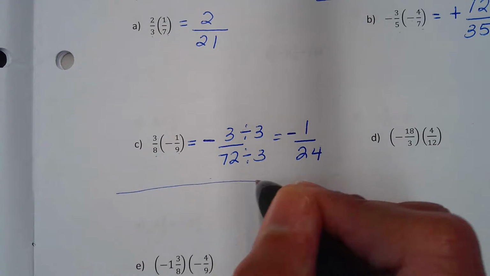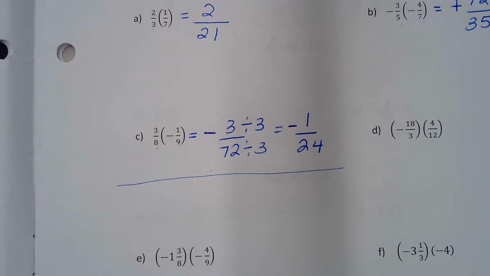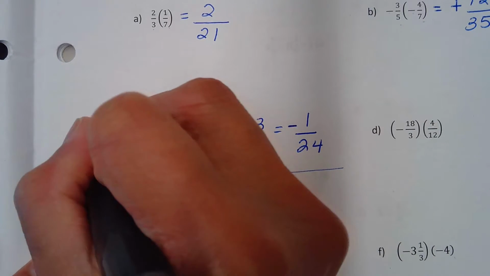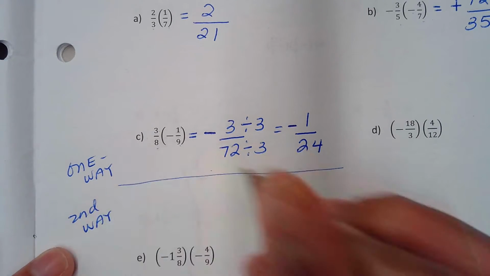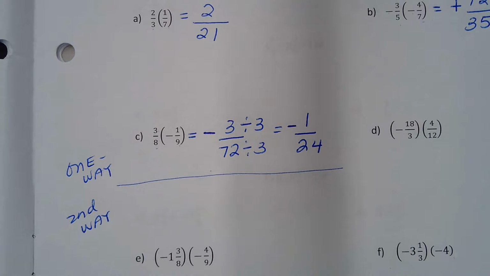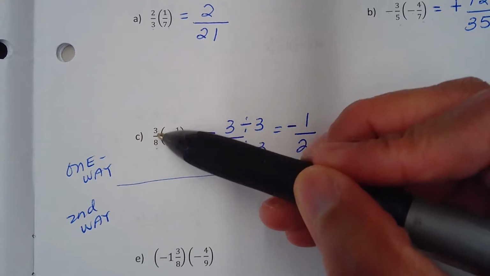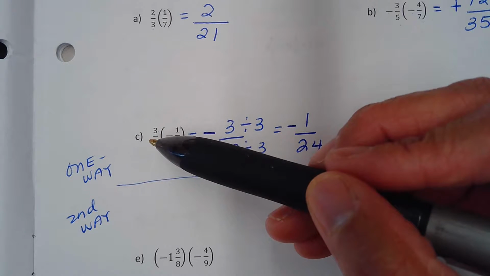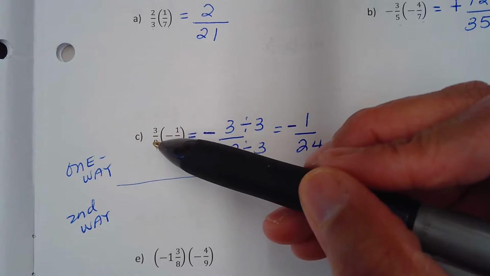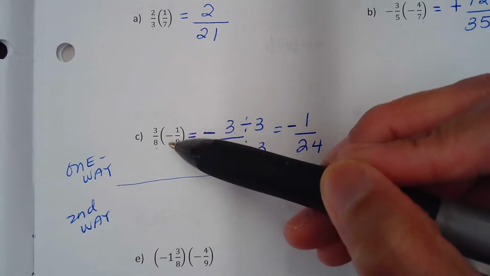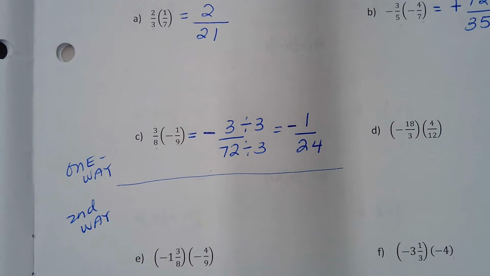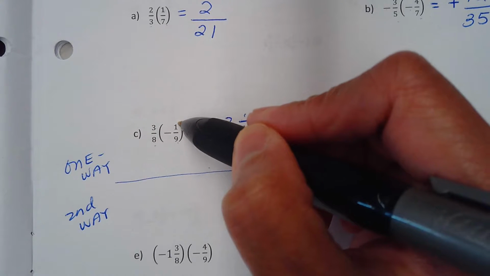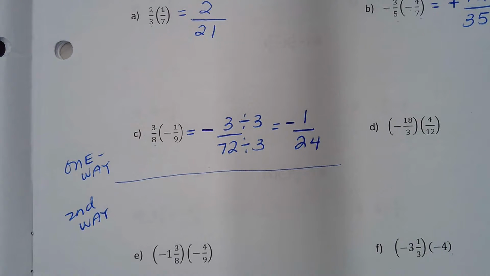Here's the other way. You reduce 3 and 9. This is our second way. The second way is to reduce. We can reduce our fraction. Okay, can we reduce 3 eighths? No, we can't reduce 3 eighths, right? Can we reduce 1 ninth? 1 and 9? No. Okay. So within the individual fraction, we can't reduce. But what we could do is called cross-reducing.